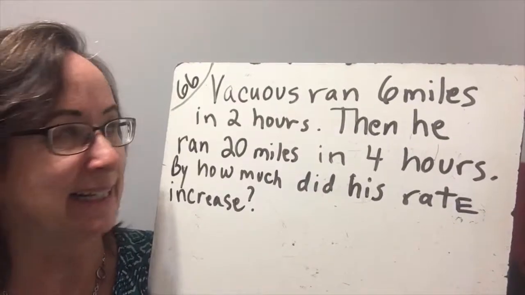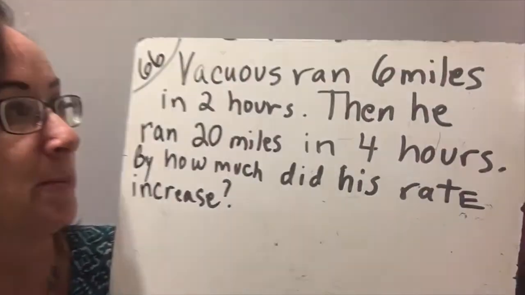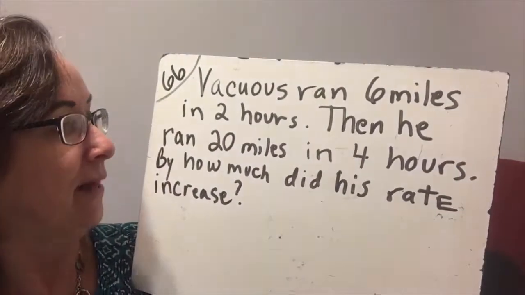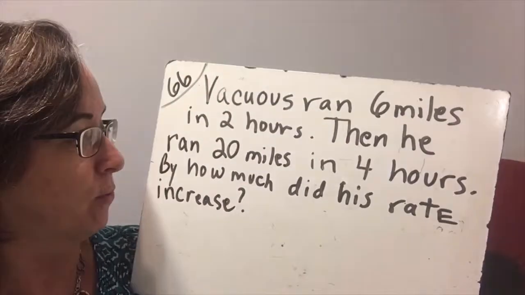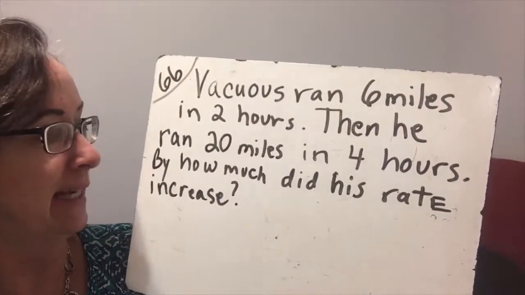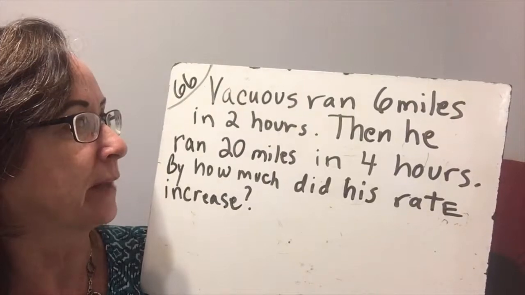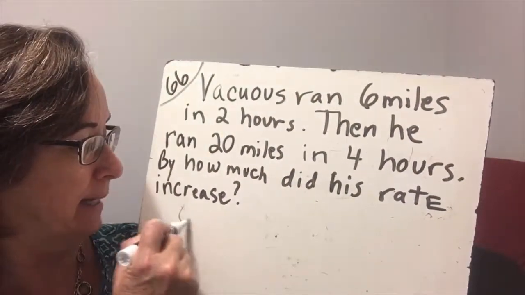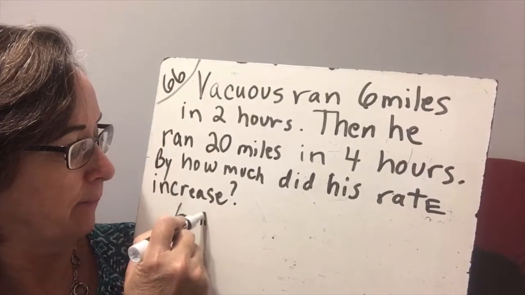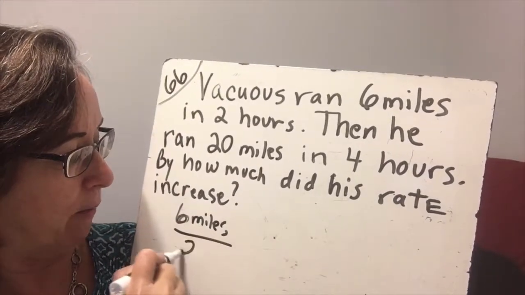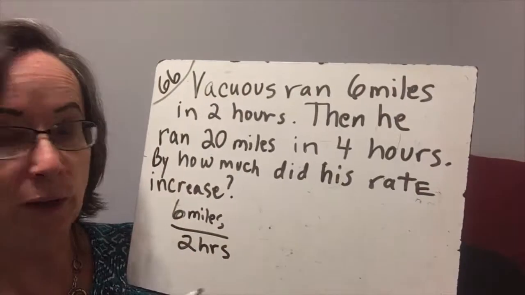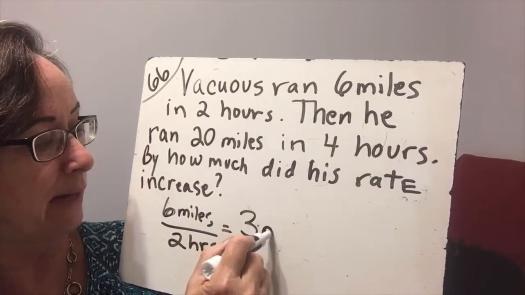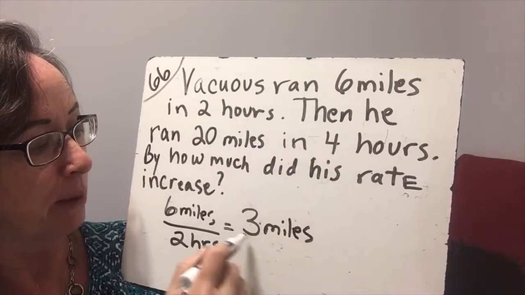Here is our last example before we start your practice problems. Vacuous ran 6 miles in 2 hours. Then he ran 20 miles in 4 hours. By how much did his rate increase? Okay, so he ran 6 miles in 2 hours. So we're going to simplify that and say divide by 2, 3 miles per hour.